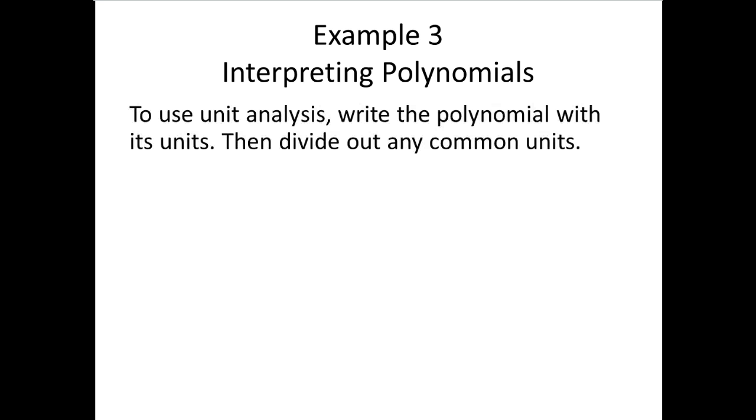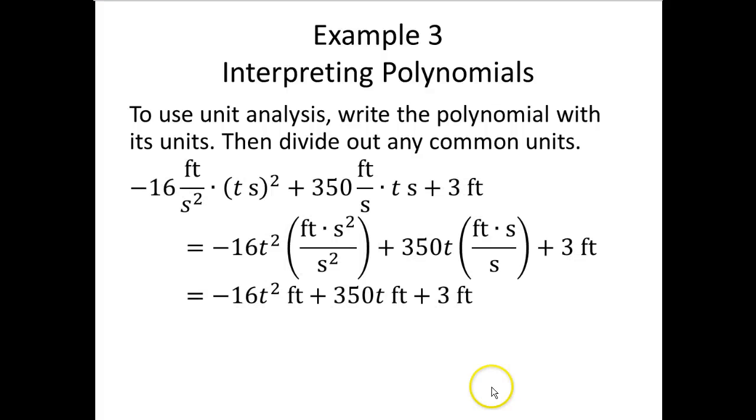To use unit analysis, first we write the polynomial with its units in, and then we divide out any common units. First, notice that we have negative 16 times feet per second squared because this represents an acceleration. The units of acceleration are feet per second squared, times time, which has units of seconds. We abbreviate this unit of seconds with the letter s. So this variable t has units of seconds.